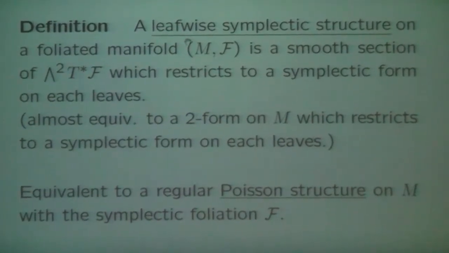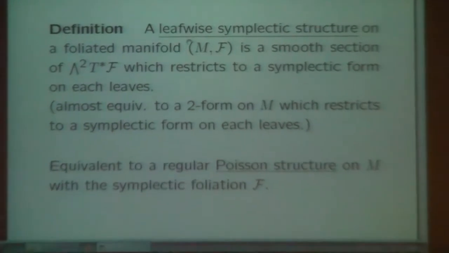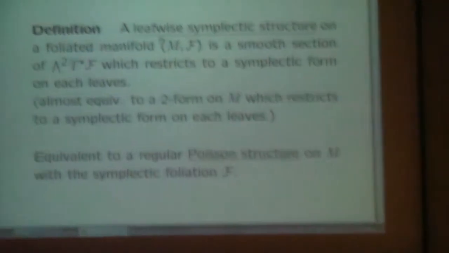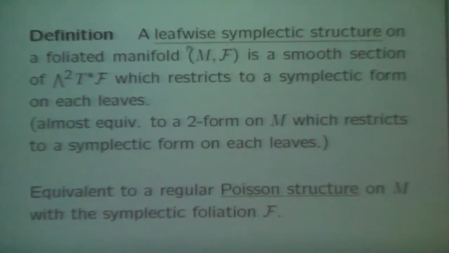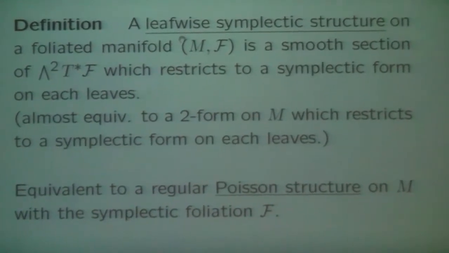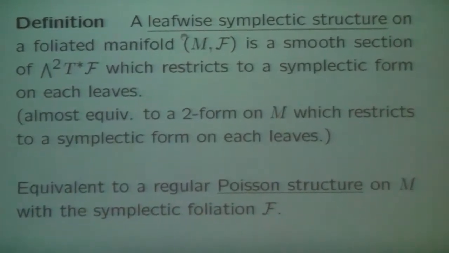This is in parentheses, and it's the same thing to say that there is a smooth cross section to the second exterior power of the cotangent bundle, which restricts to the symplectic form on each leaf. That's almost the same thing.